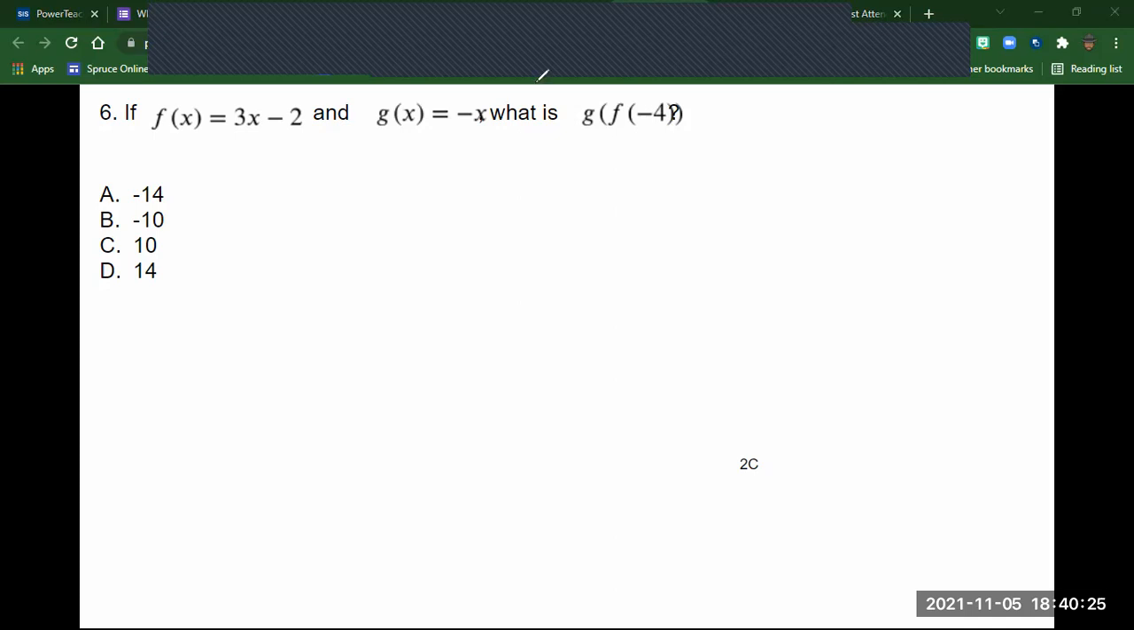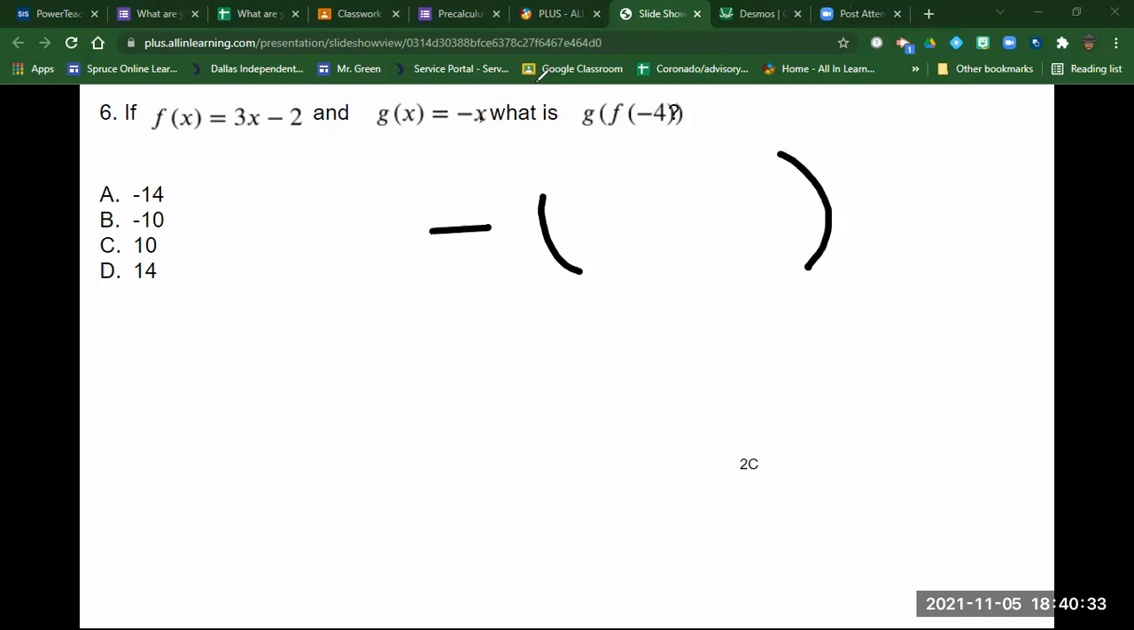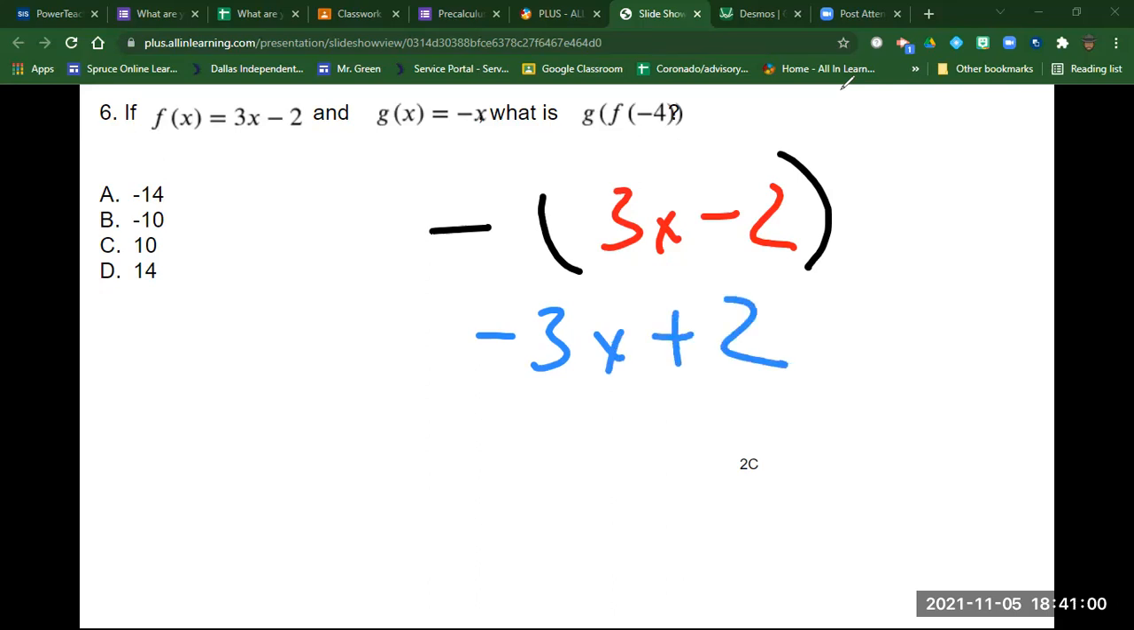By hand, we need to find g of f of x. So I'm going to draw g first. It's negative parentheses. That's g. All right, get rid of x. Then I'm going to put f of x inside. So, f of x is 3x minus 2. So now I'm going to simplify the function. That's going to give me negative 3x plus 2 because I am distributing, right?